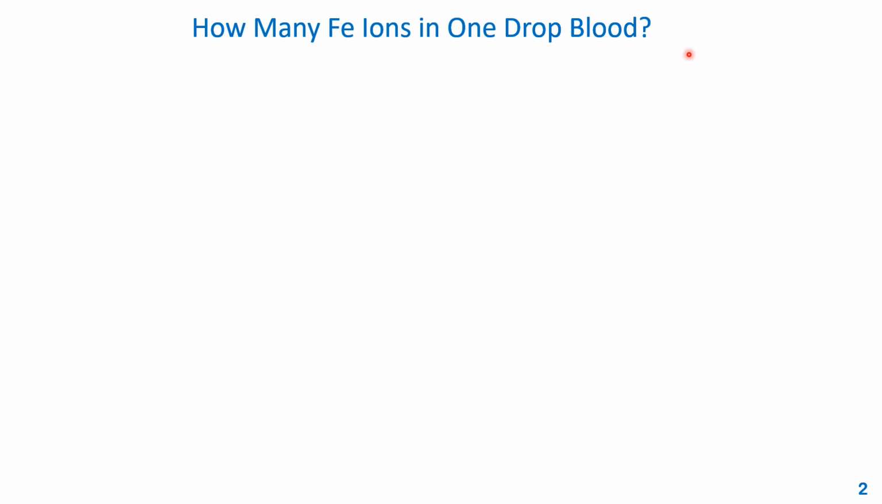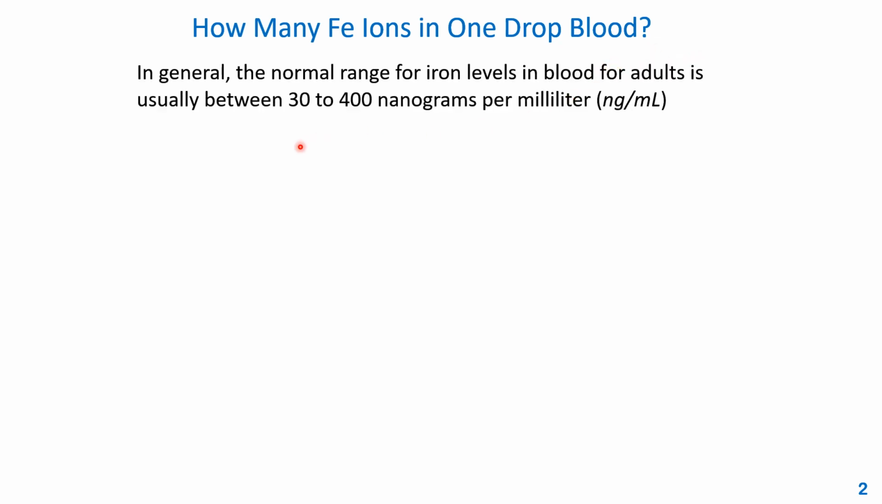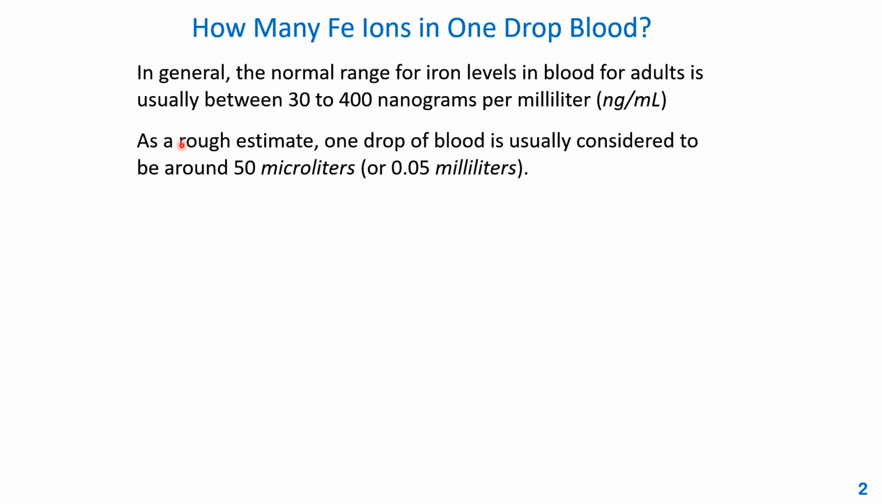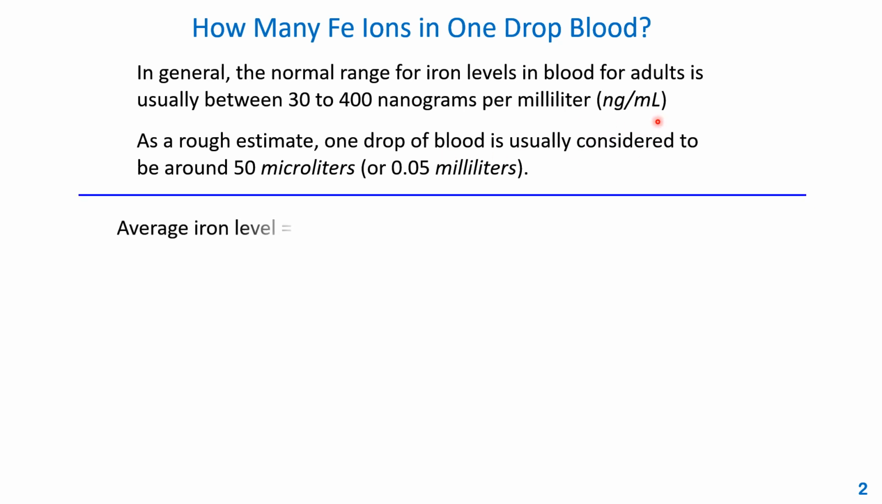We need some more information, so we can search and find the general normal range for iron levels in blood for an adult. For a grown-up, it's about 30 to 400 nanograms per milliliter. This is one piece of information we want. We also need a rough estimate of the volume of one drop of blood, about 50 microliters or 0.05 milliliter. That's another piece of information we need. Now we are ready, so let's do the calculation.